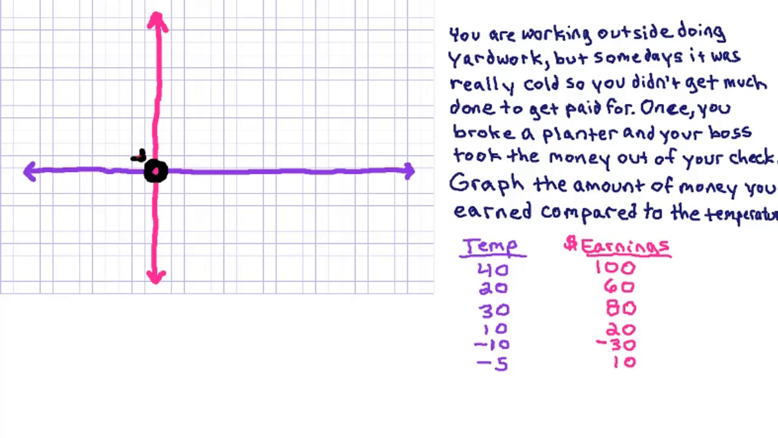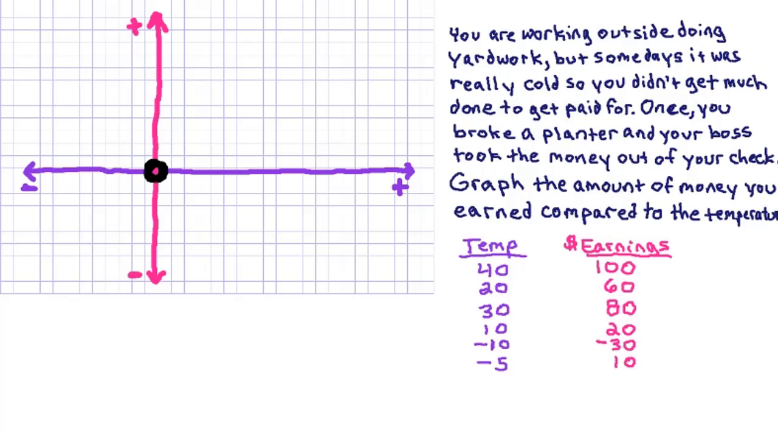So we have the y-axis in the pink going up and down, and of course everything above the 0 is positive, and everything below the 0 is negative, and that's for the y-axis. So positive is up here for the y-axis, and negative is down here beneath the 0. And then on the x-axis, everything to the right of the 0 is going to be positive, and everything to the left of the 0 is going to be a negative number.